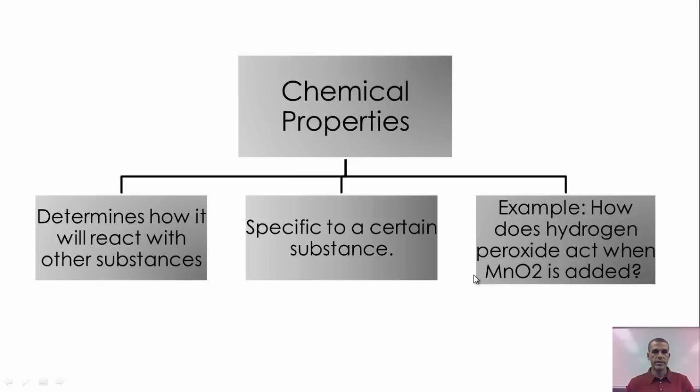It just depends on what type of substance it is. Again, those properties are specific to that substance. If you look at a different substance, it's going to have a different chemical property, and it will change the reaction it's going to have. Okay, and then this is just an example of what we're talking about. Basically, these are the chemical reactions that are going to be occurring.